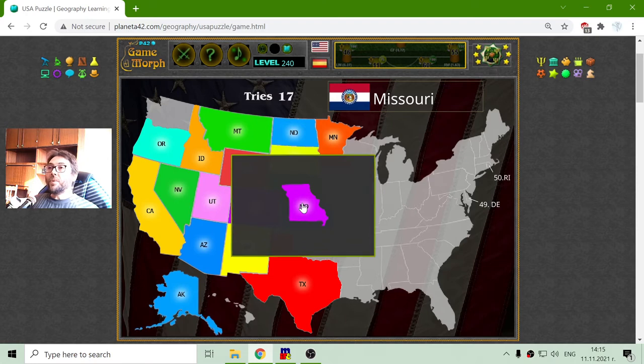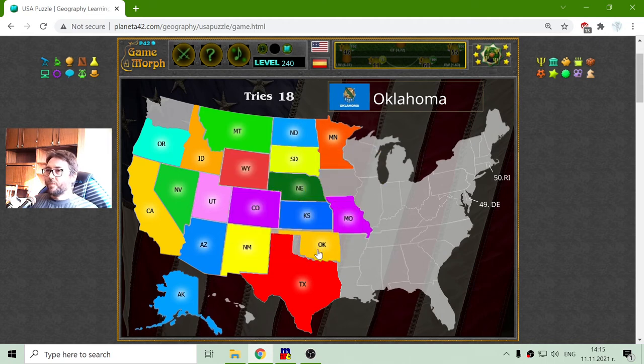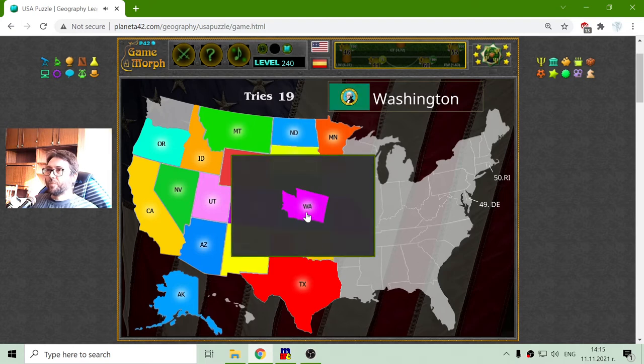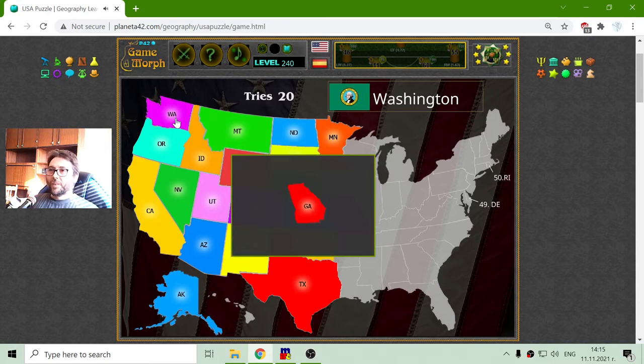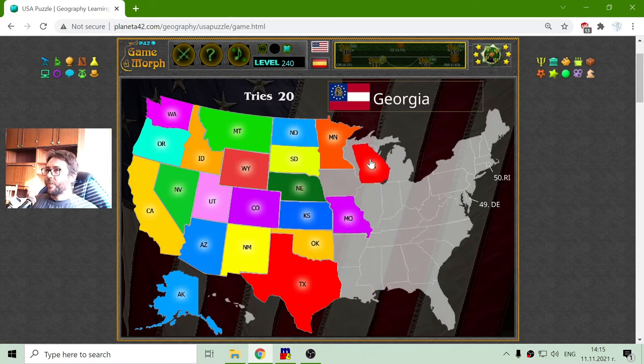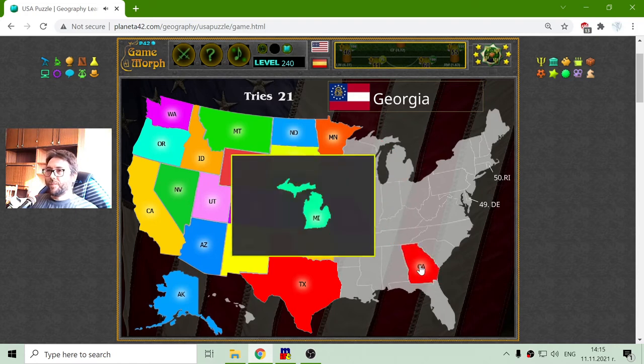Then I have to place the state of Missouri. There is Missouri. And that is Oklahoma, right above Texas. Here is Washington state at the top left, but that is not to be confused with Washington DC, I think. Well, it took me time to make the difference, if there is a difference. And this is the state of Georgia. Georgia is above... I know this. It just got out of my mind.